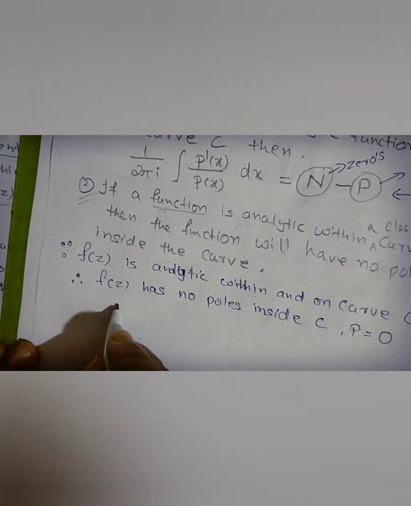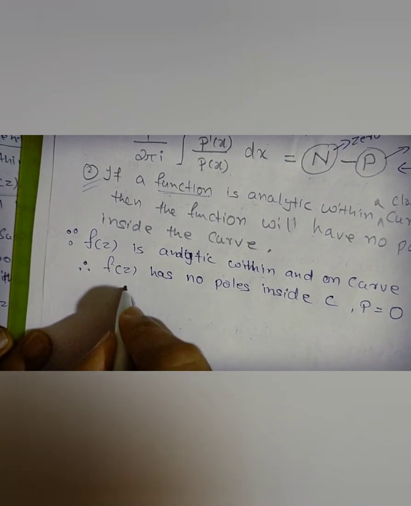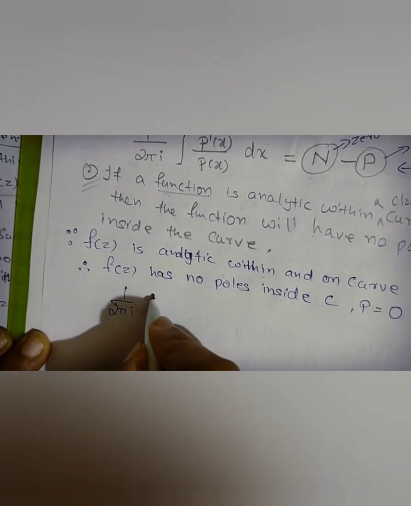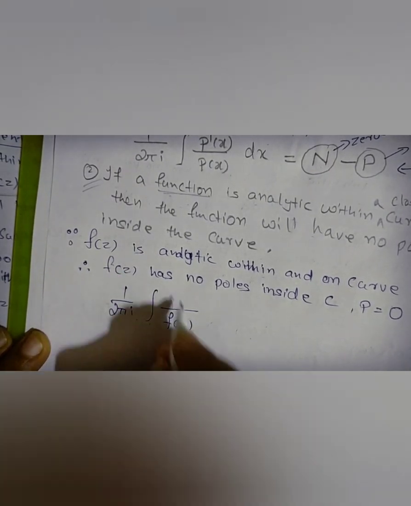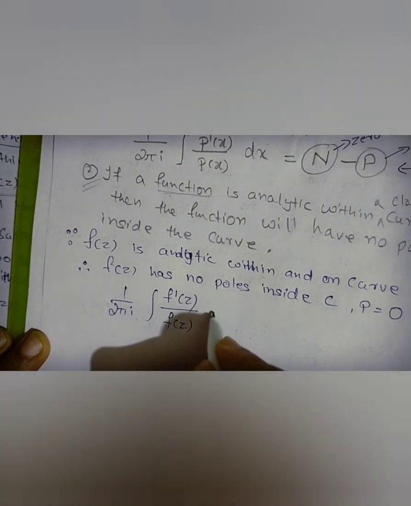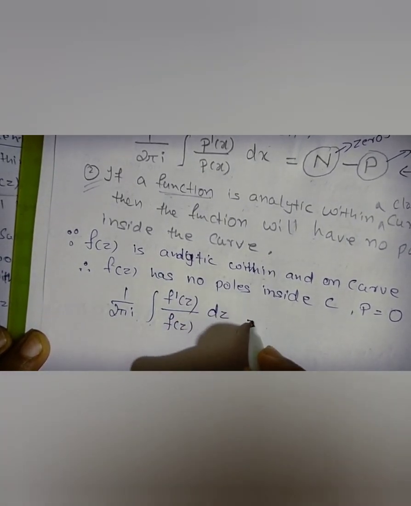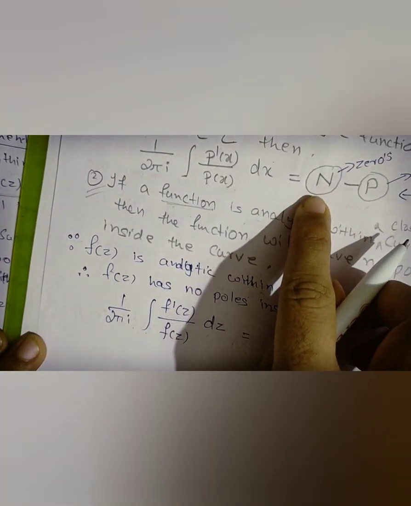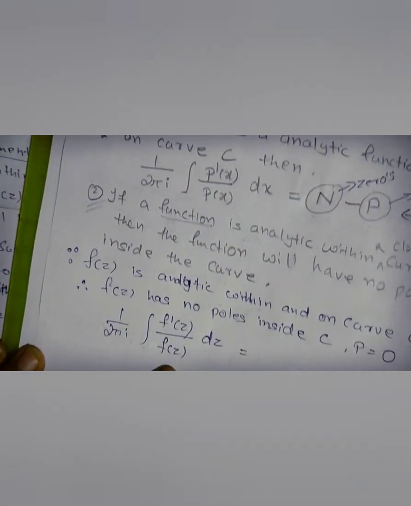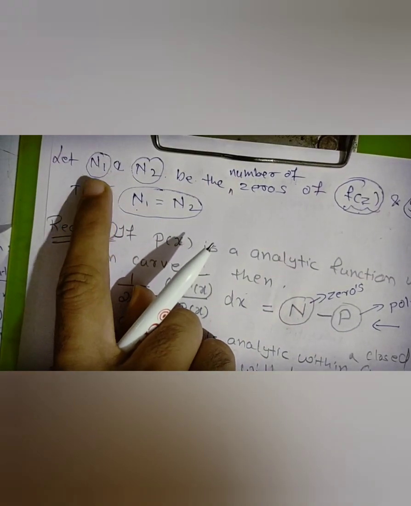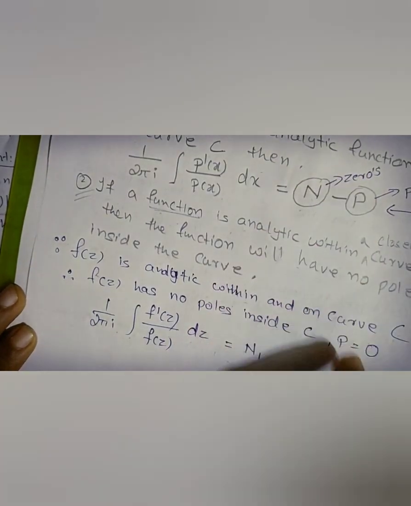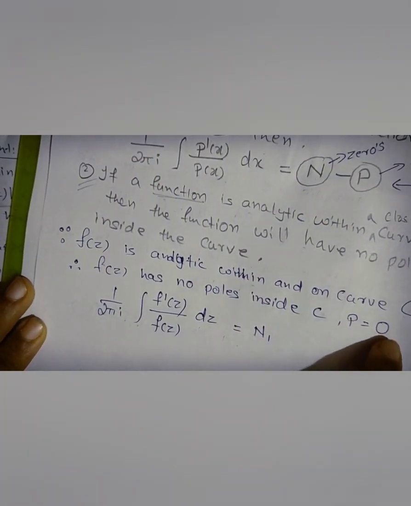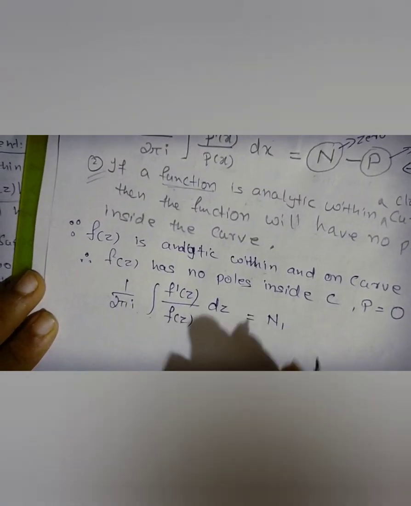So let me try to write it down. It will be simply 1 upon 2 pi i times the integration of the function, where in the denominator I have f of z, and in the numerator I will have f dash z dz. This will be equal to n, the number of zeros. For my f of z, the number of zeros that I am assuming is n1, so n1 minus p, where p is the number of poles. I will have no poles because it is analytic within this curve. So n1 minus 0, that will be n1 only. I will just leave it over here.